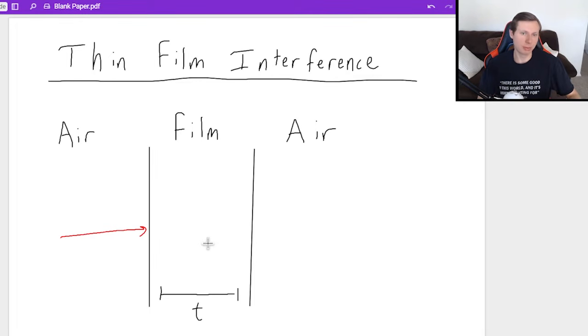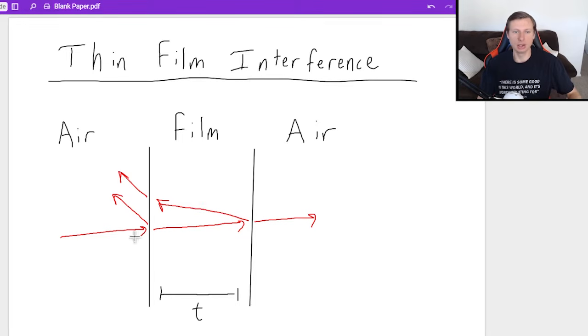And you probably remember from Snell's law that some of the light is going to refract, which just means bend and go through it, and other light is going to reflect and bounce off like that. And then once we go from the film back to the air, again, some of the light will refract and more of the light will reflect, and then it refracts again. And this is the picture of what's going on here.